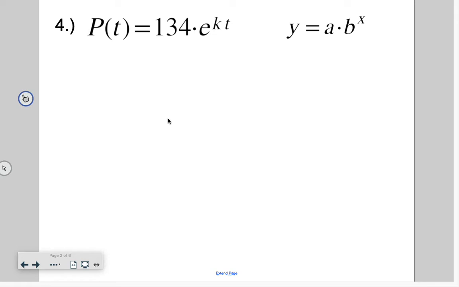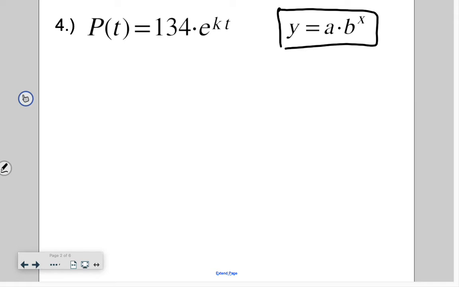Here's what I actually want you to do. This is what I meant to remind you of yesterday. They're basically saying in part A, find the equation that models this problem. I don't necessarily want you to do it with base E, because we haven't done anything with that. I want you to do it in y equals a times b to the x form. Okay? Just like we've done every other problem.